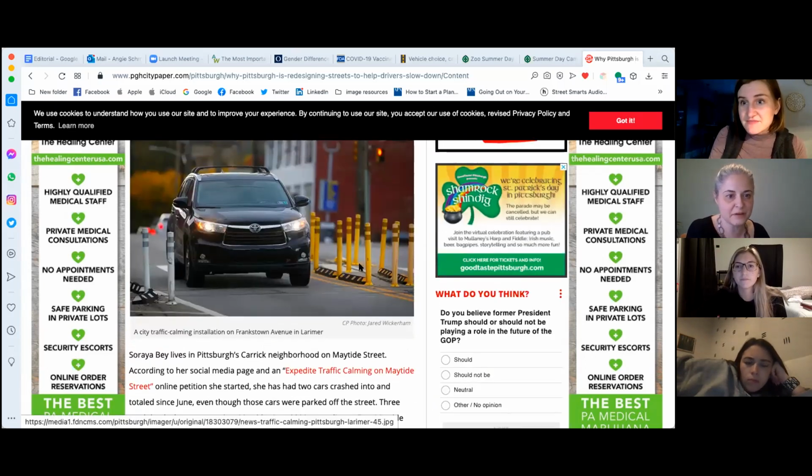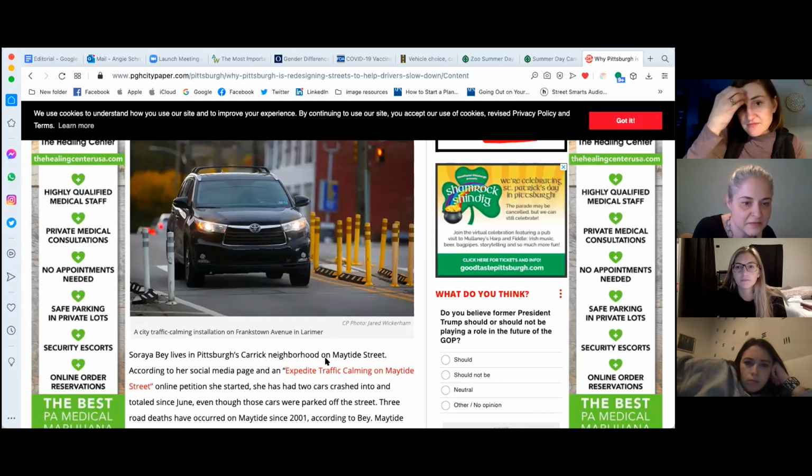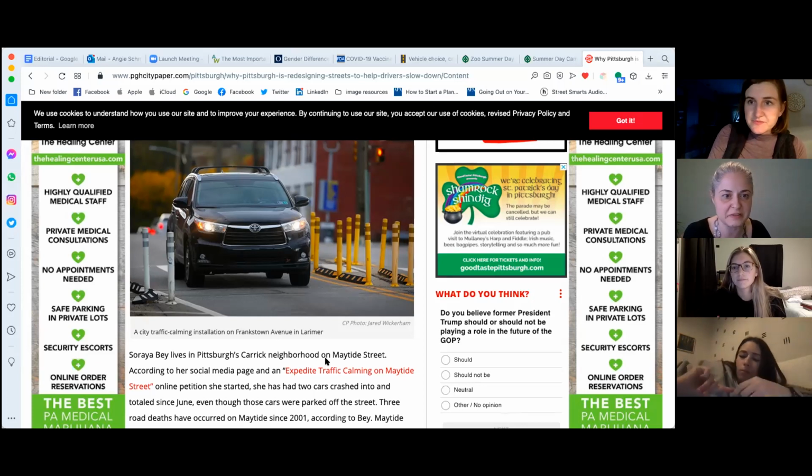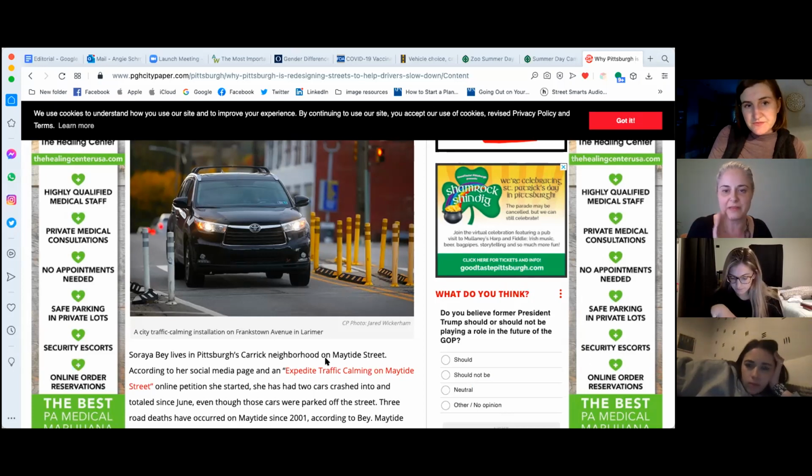Right. I think that picture is Frankstown Avenue in Larimer. But the ones I've seen are around Oakland. For those of you who are actually in Pittsburgh, a lot of our students are distant, so they're in different places in Pennsylvania or different parts of the country even. But for those of you who are in Pittsburgh, if you're in Oakland, near Bigelow Boulevard, where you're going between Bloomfield and Oakland is the only place I've seen them. And they were set up with the sidewalk and the crosswalk.